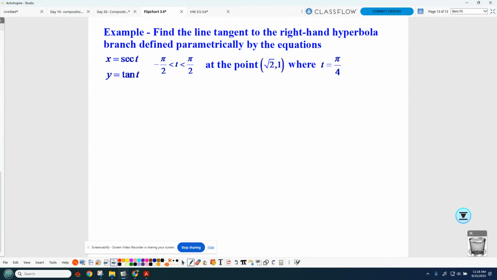Okay, happiness and joy. Find the tangent line of this parametrically defined function that has trig in it. Ooh la la. And this is one of those where there are shorter ways, there are longer ways.